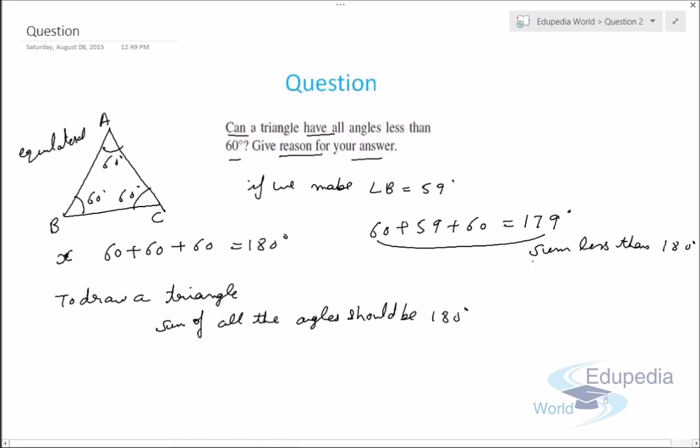So we cannot have a triangle with sum less than 180 degree, right? So this justifies the answer that a triangle cannot have all the angles less than 60 degree. Why? Because if we have all the angles 60 degree, we can have a triangle, but if we try to make one angle as 59 degree, then it will come out to be 179, which doesn't satisfy our condition.